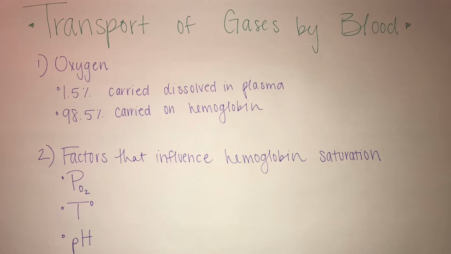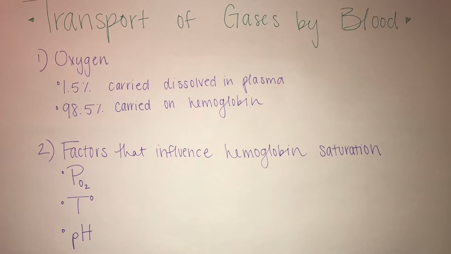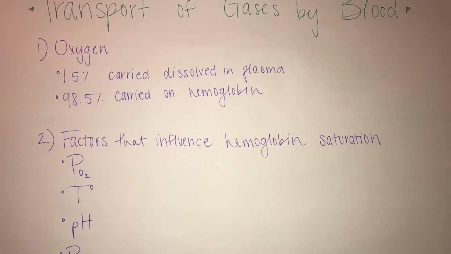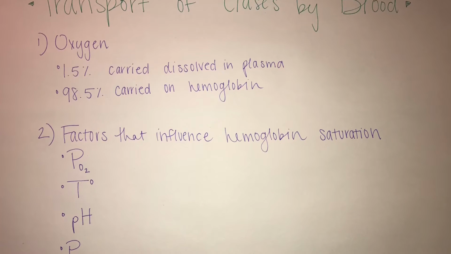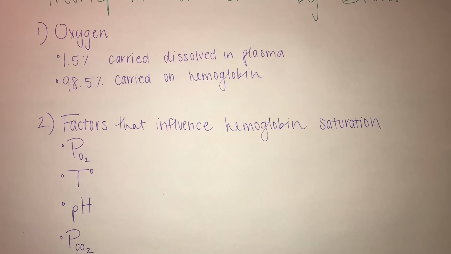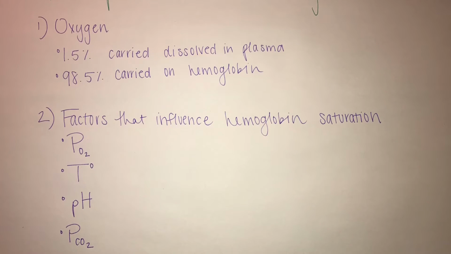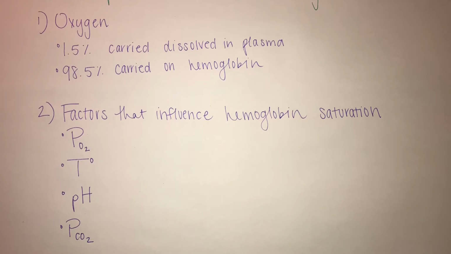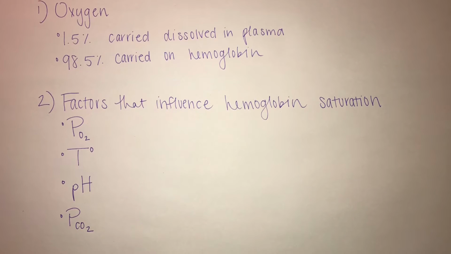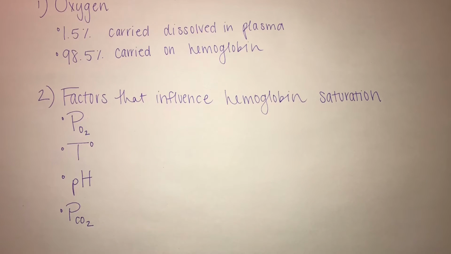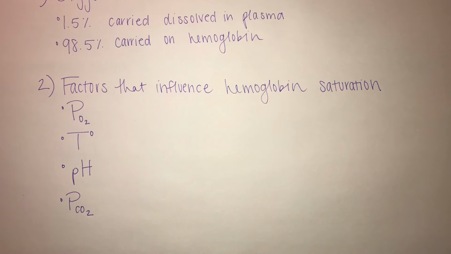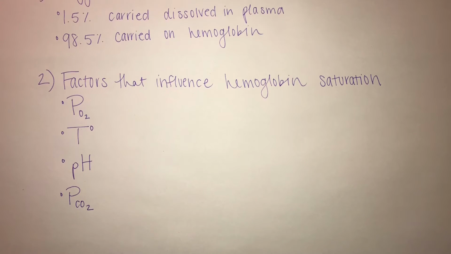About 1.5% of oxygen is carried dissolved in plasma, and about 98.5% is carried on hemoglobin. Factors that influence hemoglobin saturation include the percentage of oxygen, temperature, pH, and percentage of carbon dioxide. As the percentage of oxygen increases, hemoglobin affinity also increases. As temperature increases, affinity decreases. As pH decreases, affinity decreases. And as percentage of carbon dioxide increases, affinity decreases.